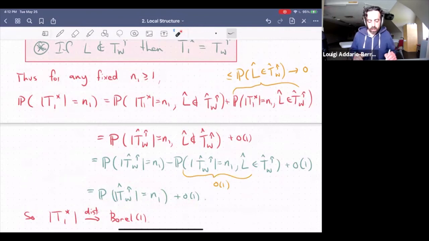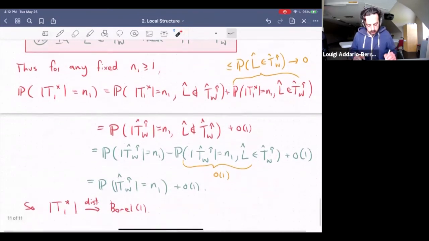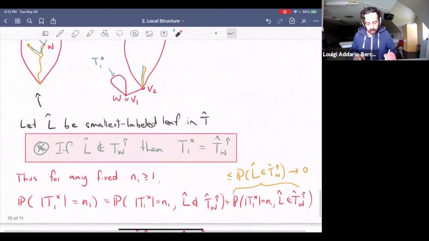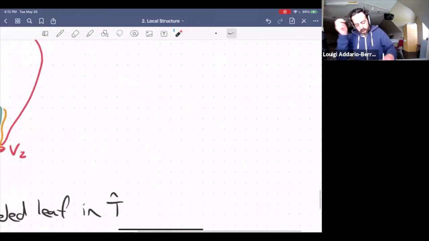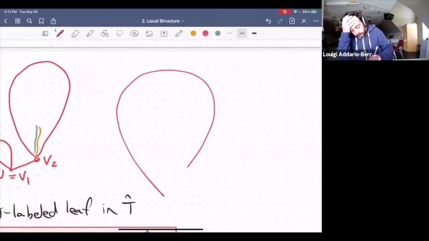I'm keeping my eye on chat for questions. I'm happy to. So that's a good question. Why do we need L not in the subtree of W to have that identity? Okay, so let me draw the picture again. I'll draw it a bit bigger so we can see what's going on.